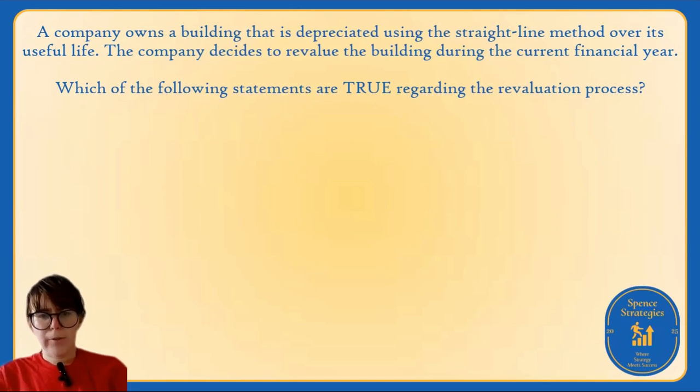Regarding revaluations then, a company owns a building that's depreciated using the straight line method over its useful life. The company decides to revalue the building during the current financial year. Which of the following statements are true regarding the revaluation process?